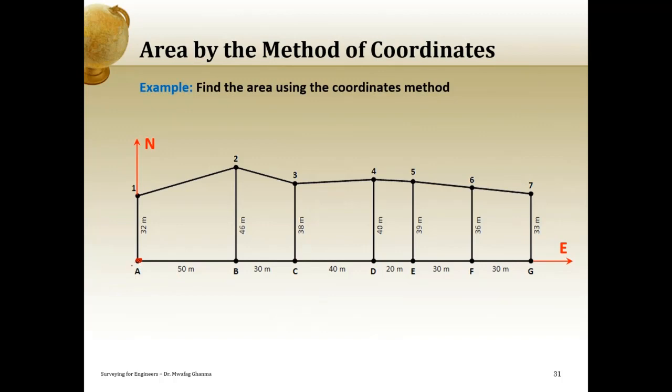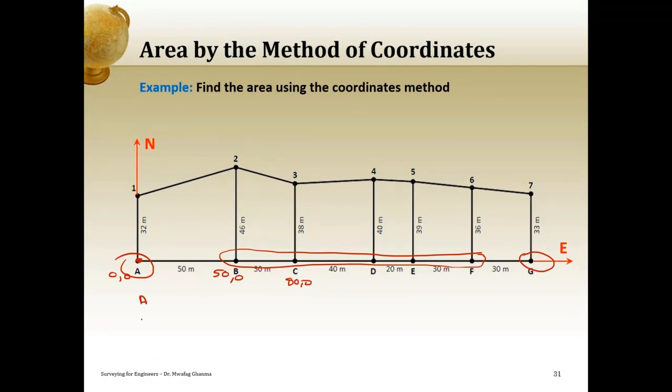So here, if you take A as 0 and 0, B will be 50 and 0. And C will be 50 plus 30, this is 80 and 0. And you continue. But do you need all of these points? I will not need these points. Why? Because A and G, all right, they are on a straight line, and these points are in between two points that are on a straight line. I do not need them.